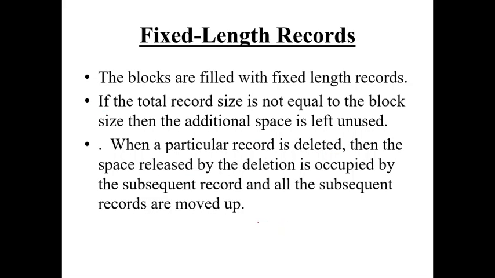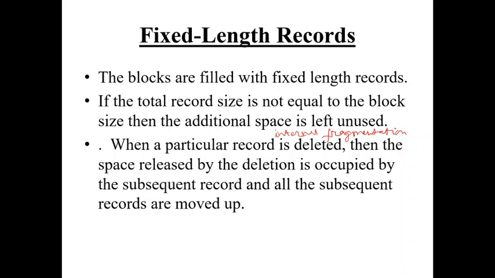What happens in the fixed length record? From the name we can realize that the block size is fixed, and the length of the records is also fixed. Now when we have fixed size blocks, if the record size is not the exact size of the block, then a lot of space will be unused. That creates a problem known as internal fragmentation.